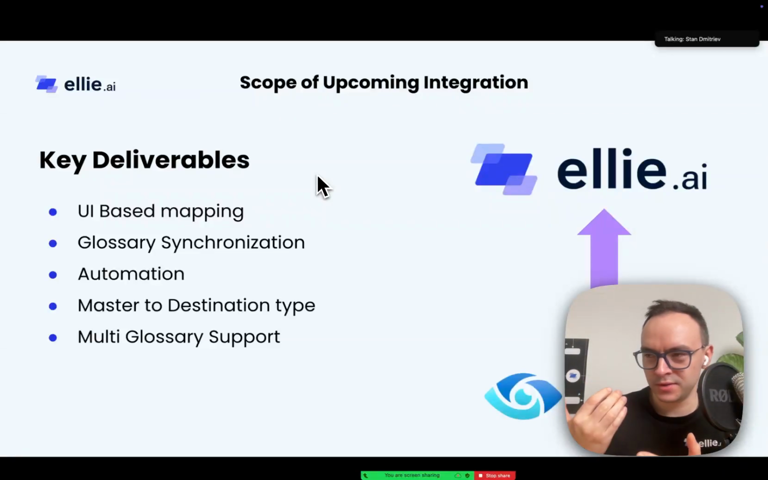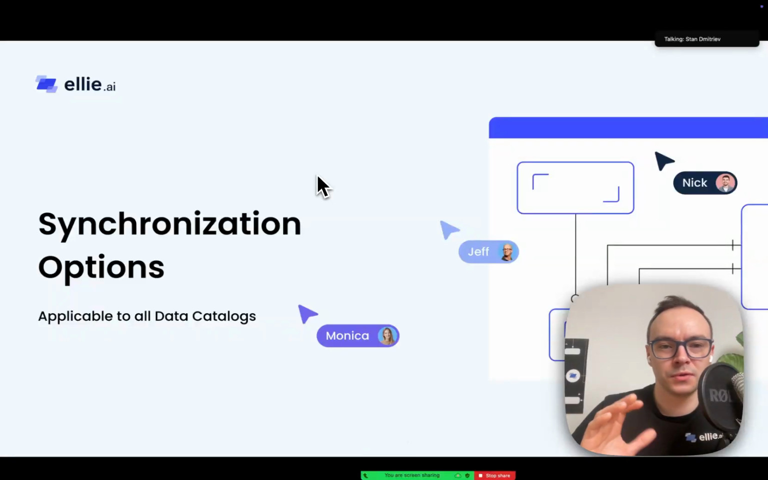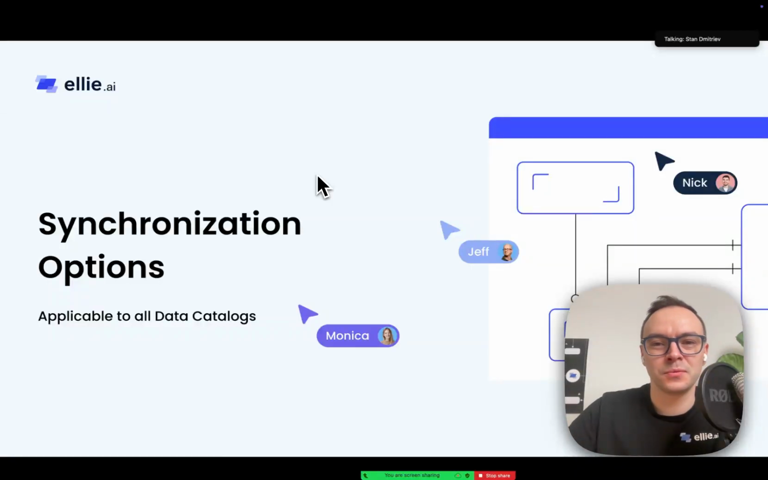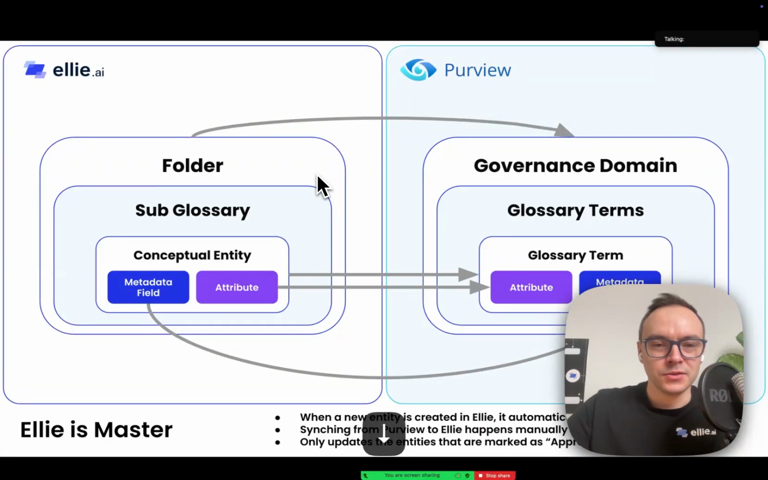And then, of course, as we just released our folders feature, we will also be adding multi-glossary support to this functionality. Just before I show you a demo, I want to go through a couple of synchronization options that we have. And this is applicable not just to Purview, but also to other data catalogs that we'll be adding in the coming months, for example, Collibra. So the idea here is that you can set which tool is master.